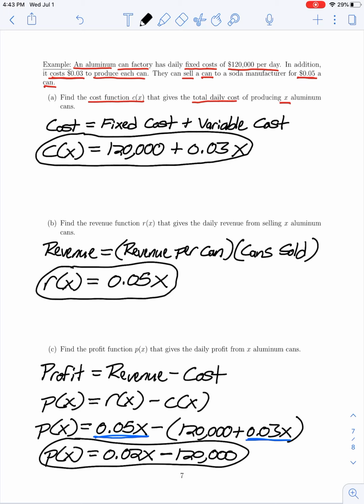All right. So that concludes our first section of Chapter 3, a little review on the definition of functions, how to find the domain of a function, and some applications of functions or piecewise functions in business.